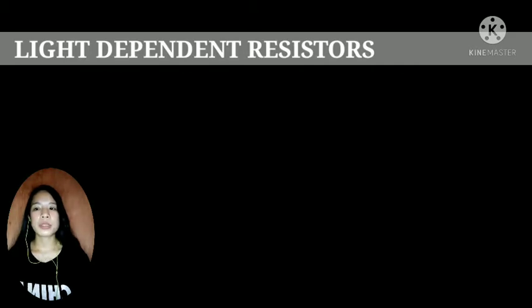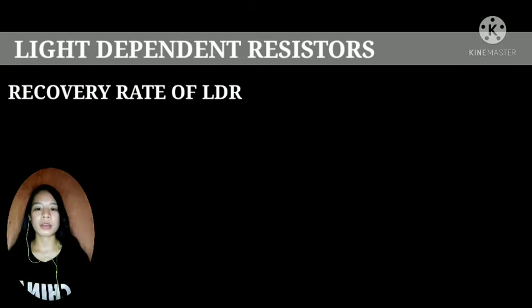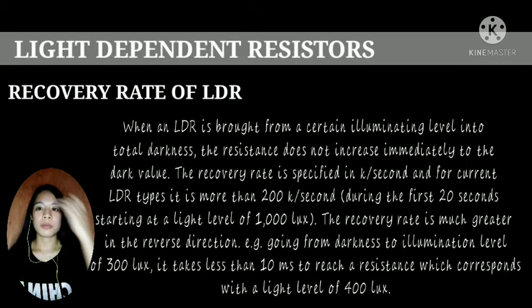Next we proceed to the recovery rate of light-dependent resistors. When it is brought from a certain illumination level into total darkness, the resistance does not increase immediately to the dark value. The recovery rate is specified in kilo ohms per second, and for current light-dependent resistor types is more than 200 kilo ohms per second during the first 20 seconds, starting at the light level of 1000 lux.